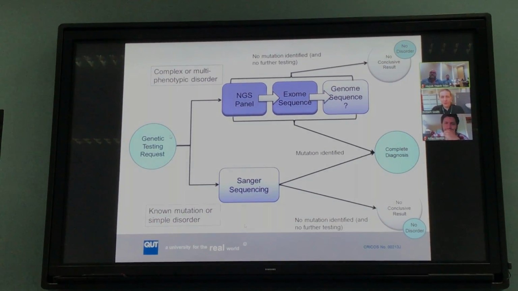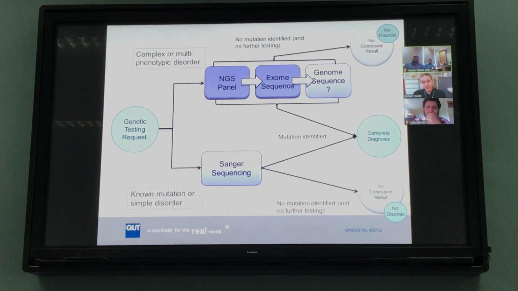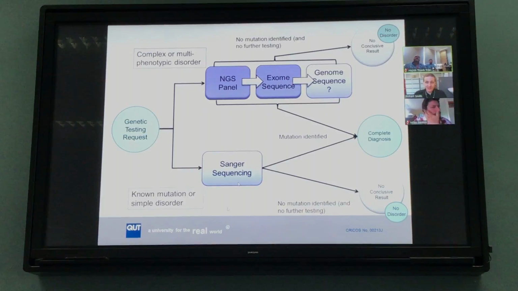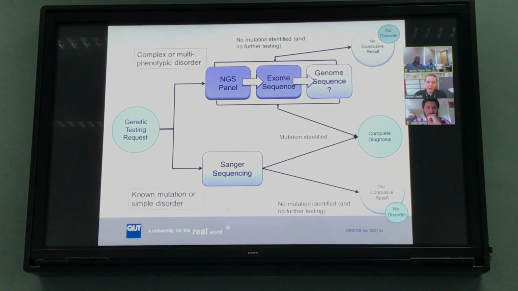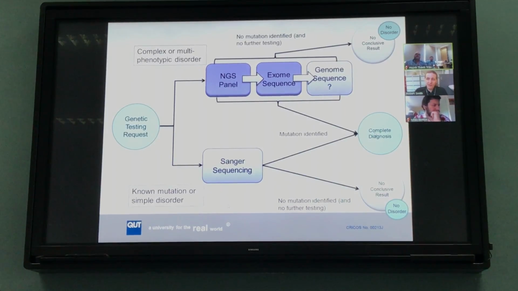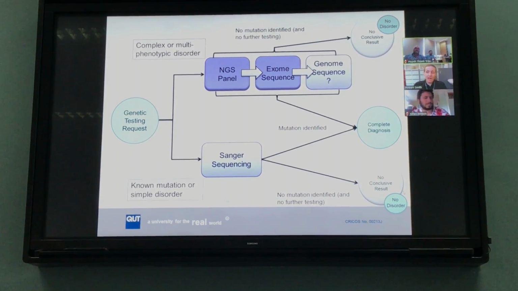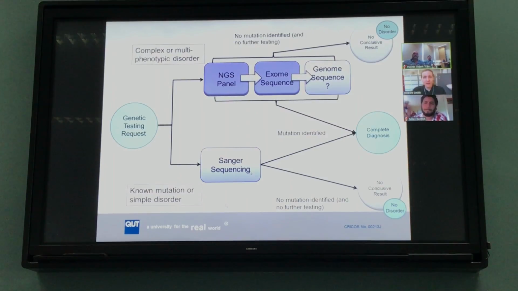So we'll get a request for genetic testing, and if it's a known mutation or a simple disorder where the mutation can only occur in a very limited space, we'll go straight to Sanger sequencing for that, because it's cheaper and easier to do it when we know what's going on. And you might get a complete diagnosis, or we'll get nothing and then we know a conclusive result. And a proportion of those people won't have the disorder at all. And in a simple situation, that's fine.